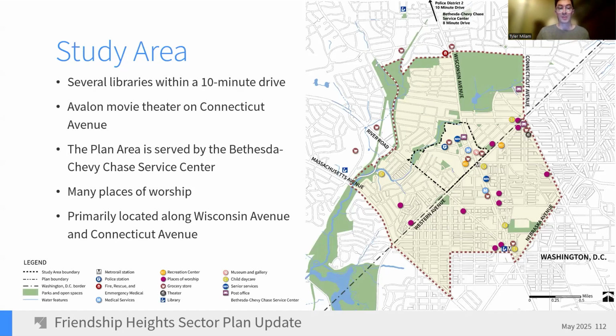There's also 12 places of worship, all of which are within a 20-minute walk of the plan area, and most are easily accessible by bus. Similar amenities to those within the plan area can also be found throughout the study area, primarily along Wisconsin Avenue and Connecticut Avenue. Next.